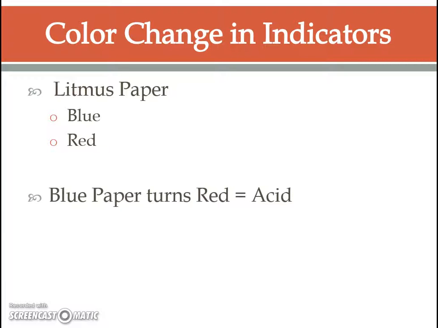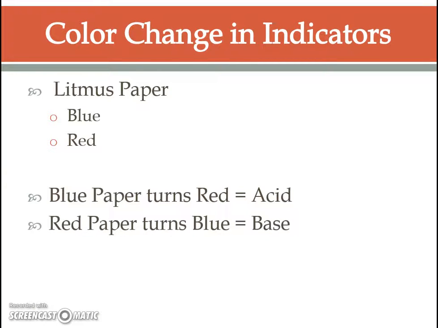The reason why is that if it is truly an acid, the blue litmus paper will turn red when it is applied to that acid. And if it is truly a base, that red litmus paper will turn blue in response to being activated by that base.